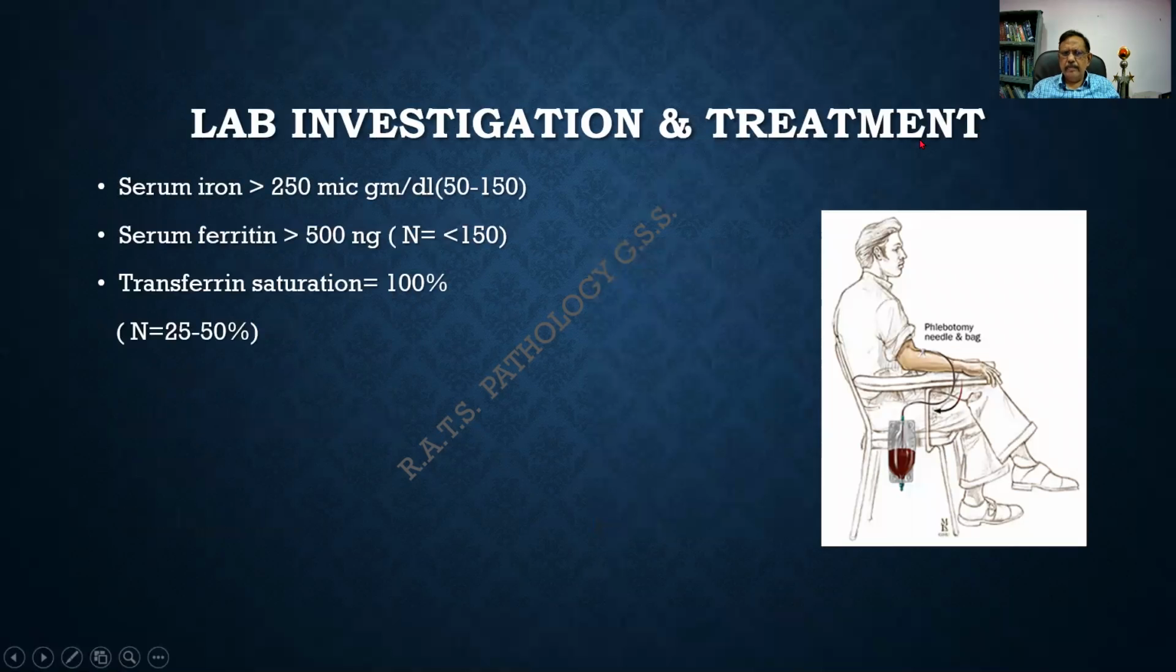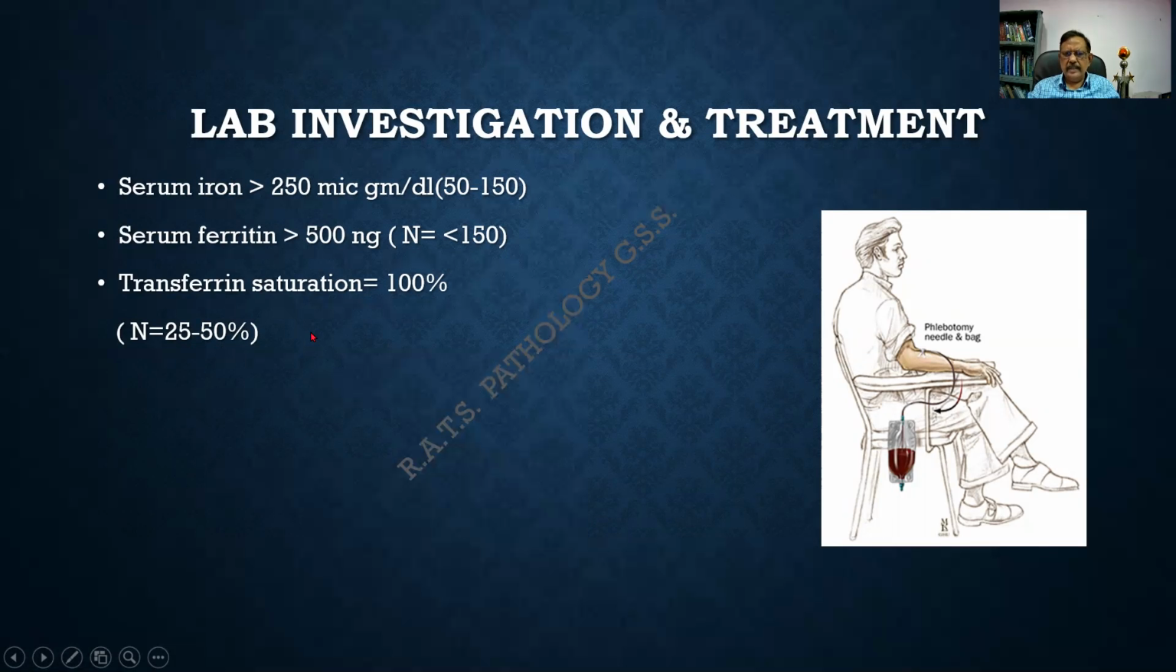And what can be the treatment for it and the investigations? Serum iron you look for. You find that there is an increase in the serum iron, 250 micrograms or more, and this is a normal value. Serum ferritin is also increased. Normal is about 150. Here it can be more than 500 nanograms. Transferrin saturation. It is totally saturated, 100%. Normal is about 25 to 50%.